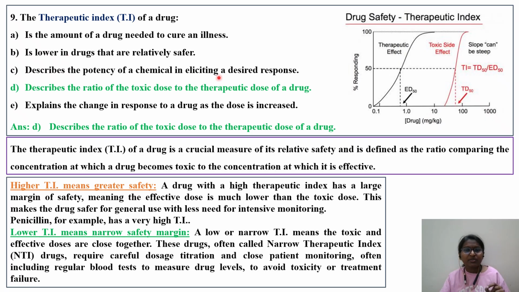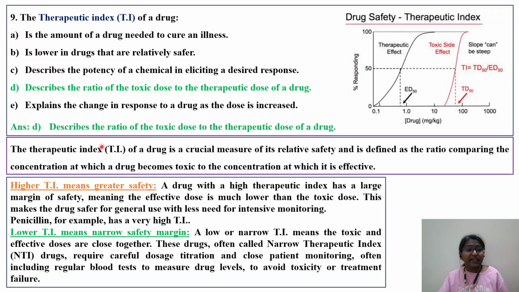Does it describe the potency of a chemical in eliciting a desired response? Potency is not directly TI. Potency, as we saw, is based on at what dose it causes a toxic or adverse effect, like low dose, high toxicity. Does it describe the ratio of the toxic dose to the therapeutic dose of a drug? This is important. This is the right answer. We need to know it is the ratio of TD50 by ED50. Does it explain the change in response to a drug as the dose is increased? That you will get in the dose response curve, not specifically related to TI.